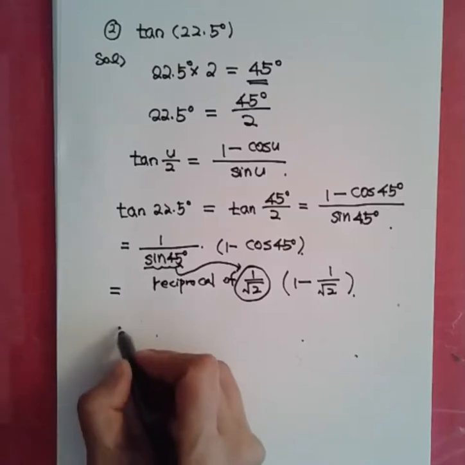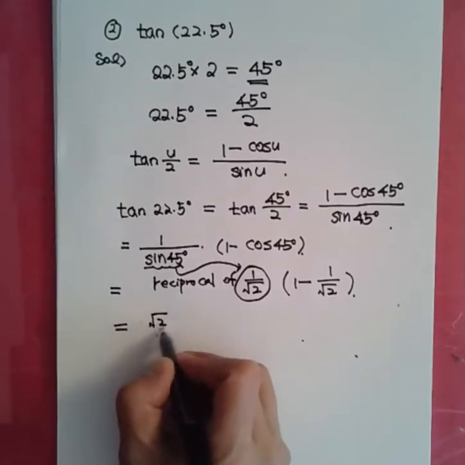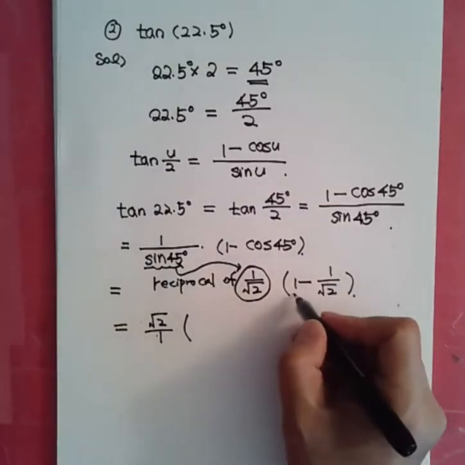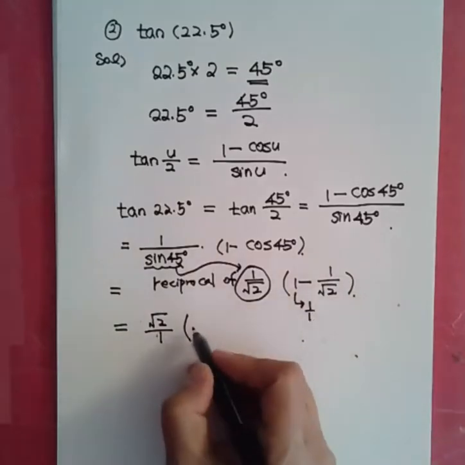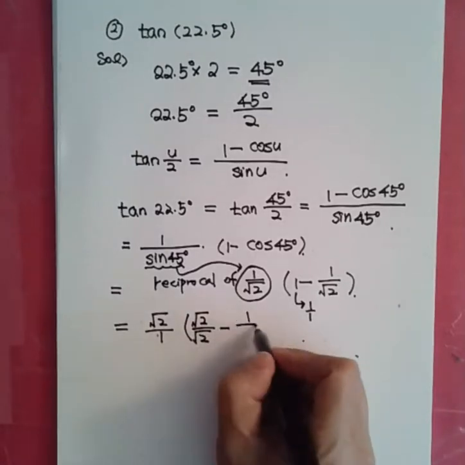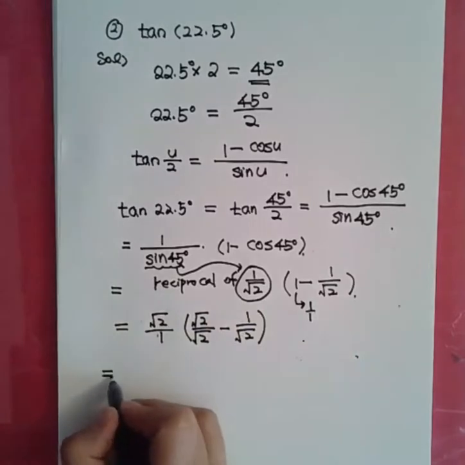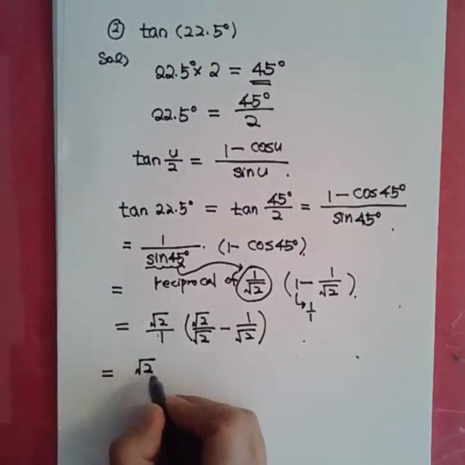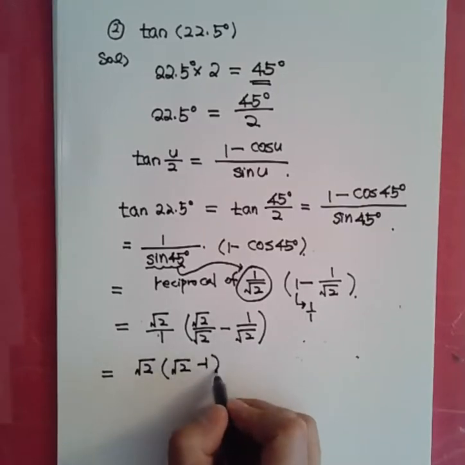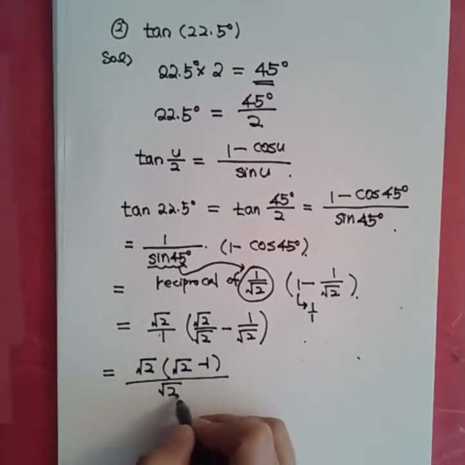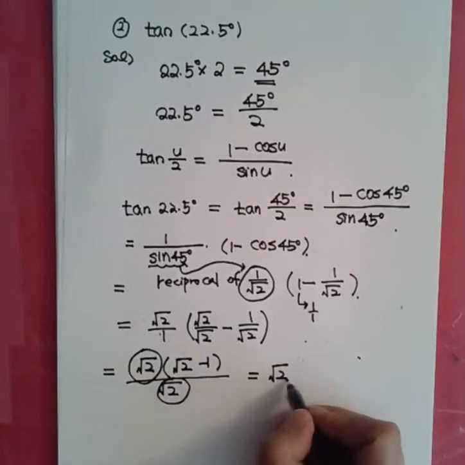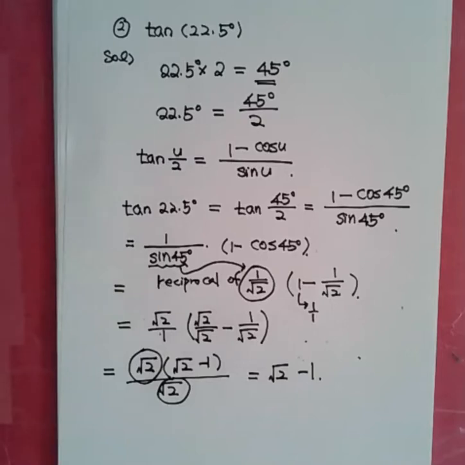If you think about the reciprocal, then that is square root of 2 over 1. And in the parentheses, the common denominator is square root of 2. So we can say square root of 2 times (square root of 2 over square root of 2 minus 1 over square root of 2). To calculate it, the numerator is square root of 2 times (square root of 2 minus 1) over the common denominator square root of 2. So those two will cancel each other, and we get square root of 2 minus 1. That's the final answer.